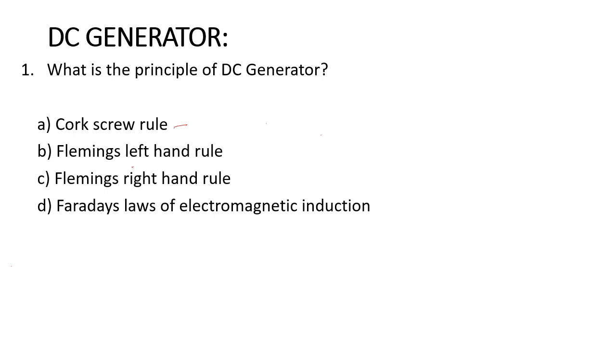Here the first question is, what is the principle of DC generator? Principle means normally it can be the working principle of DC generator. Here you can see four options: corkscrew rule, Fleming's left hand rule, Fleming's right hand rule, and finally Faraday's laws of electromagnetic induction. We are familiar with the working principle of DC generator, which is nothing but the Faraday's laws of electromagnetic induction. But we can go through these other three options also.